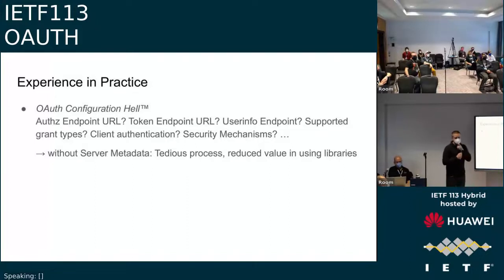Just to set up a library without server metadata to use OAuth, you need to figure out dozens and dozens of things, like what are the endpoint URLs: authorization endpoint, token endpoint, and if you use OpenID Connect, the user info endpoint. What are the supported grant types? What method of client authentication is used? What are the security mechanisms you should use or can use or must use? Sometimes you want to use a security mechanism, you don't even know if you can use it. And this is not even talking about the specifics of the API itself. So you still have to figure out what are the scopes, claims, and so on.